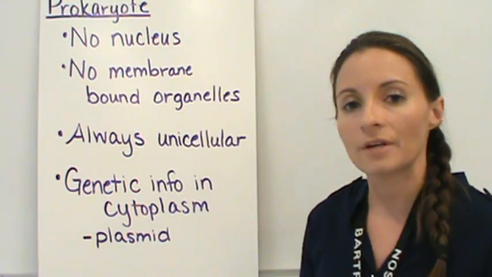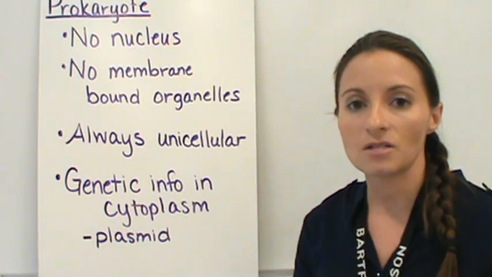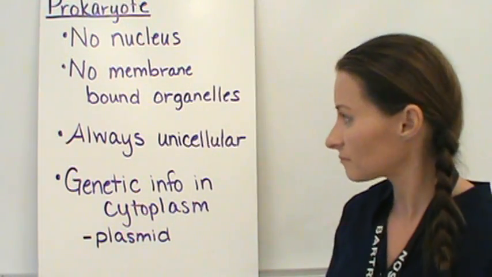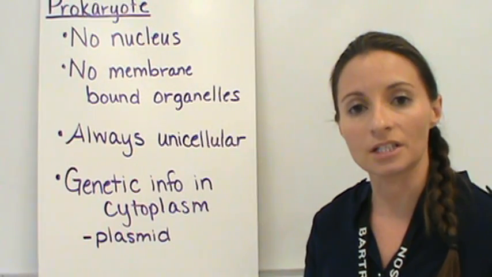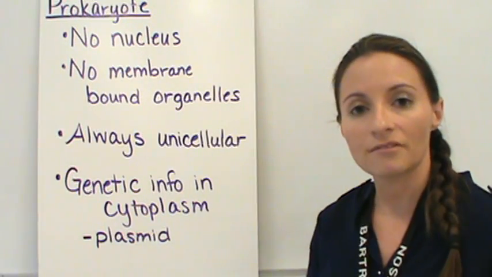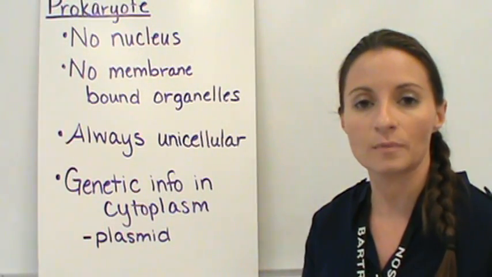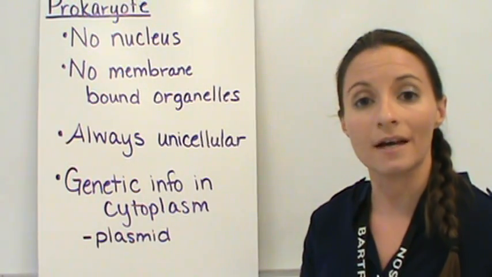So, a prokaryote has no nucleus, has no membrane-bound organelles. It's always going to be unicellular, and the genetic information is contained within the cytoplasm in a structure called a plasmid.